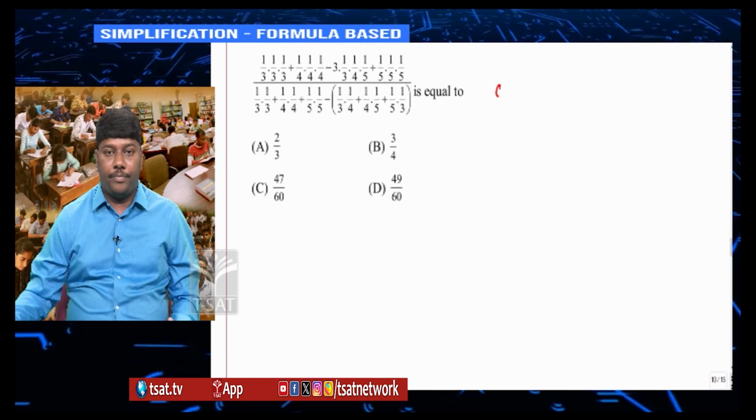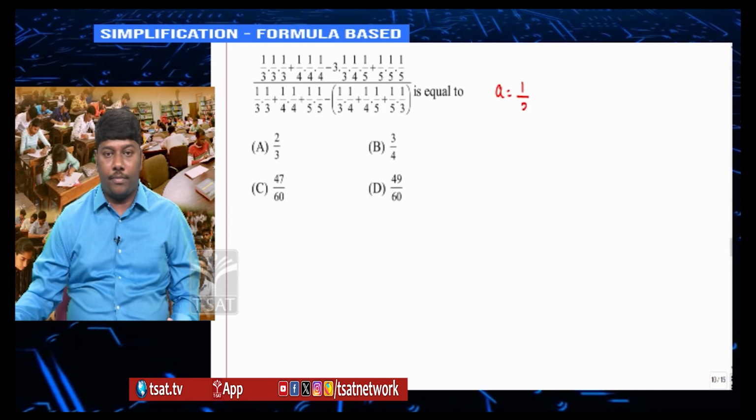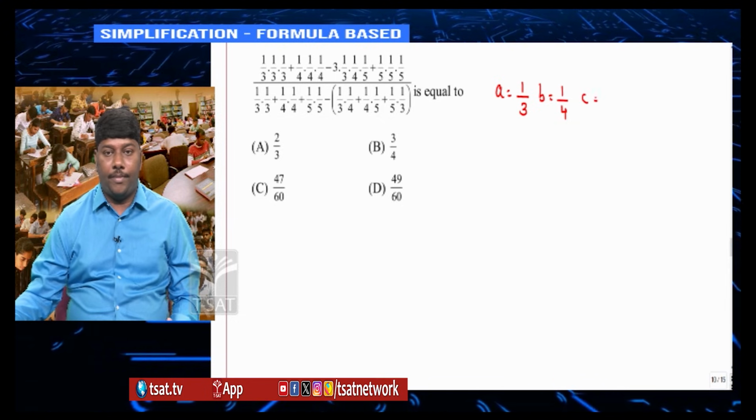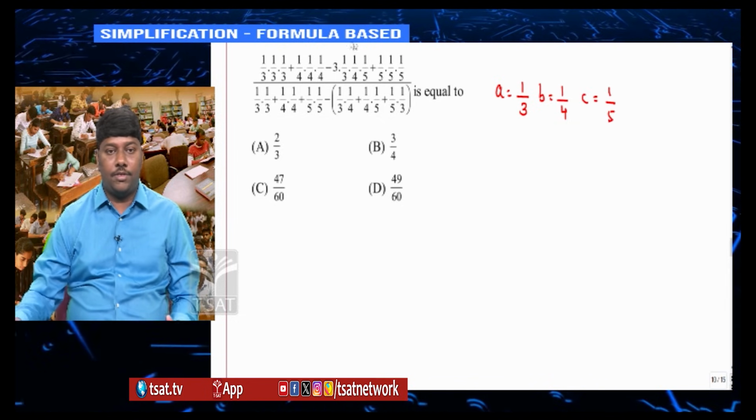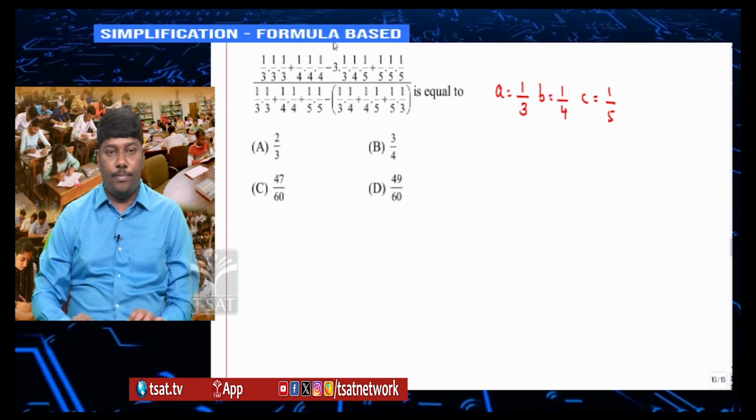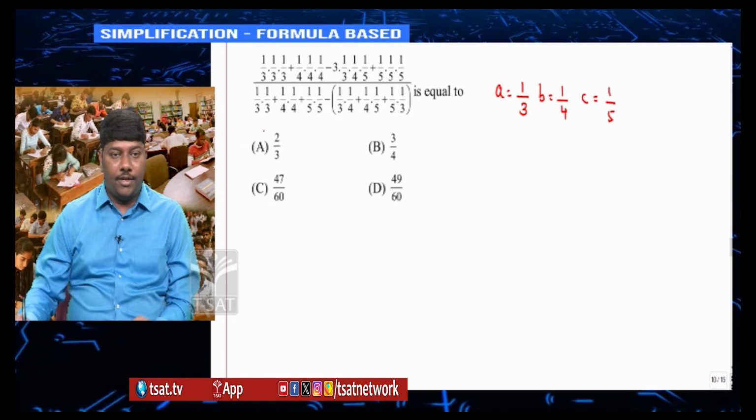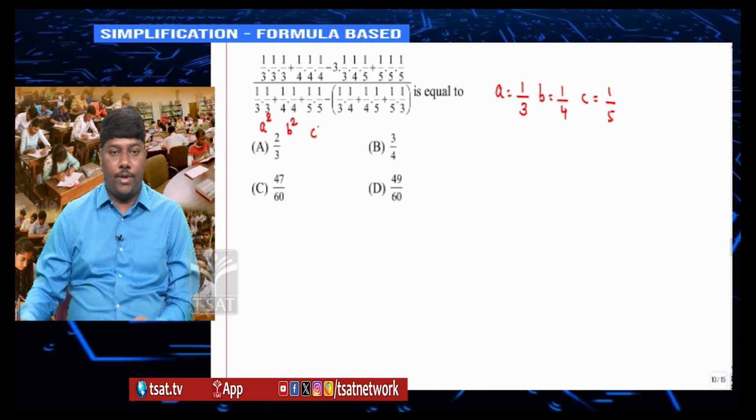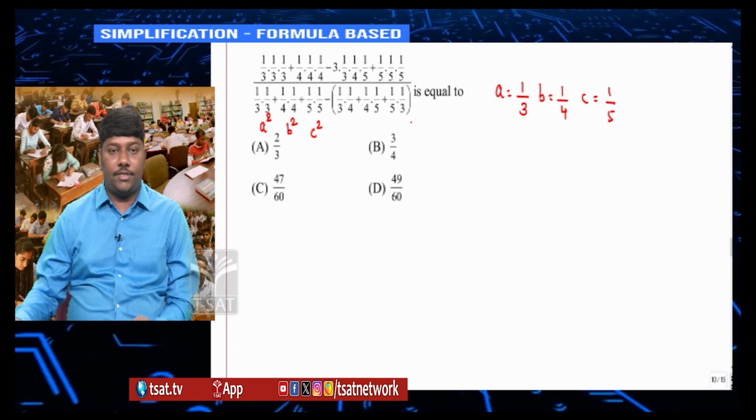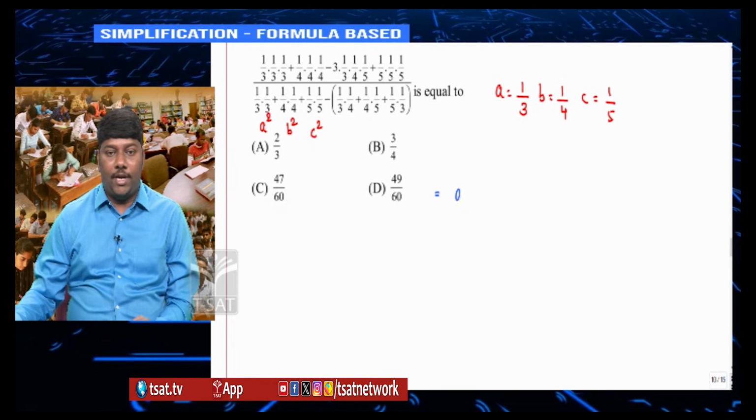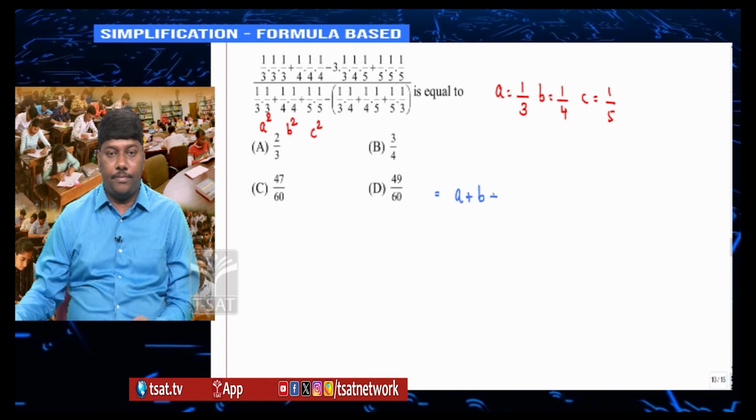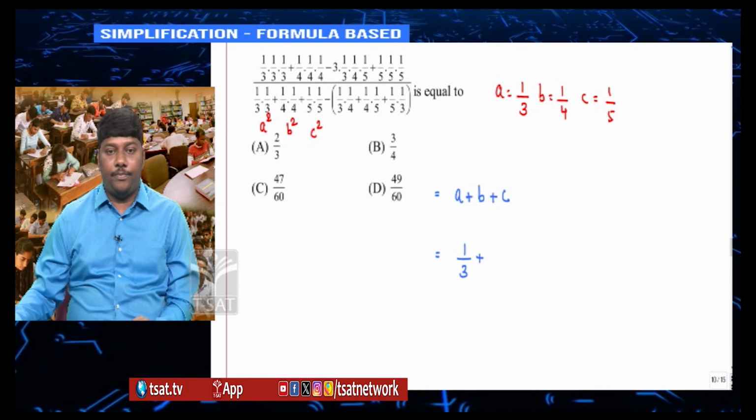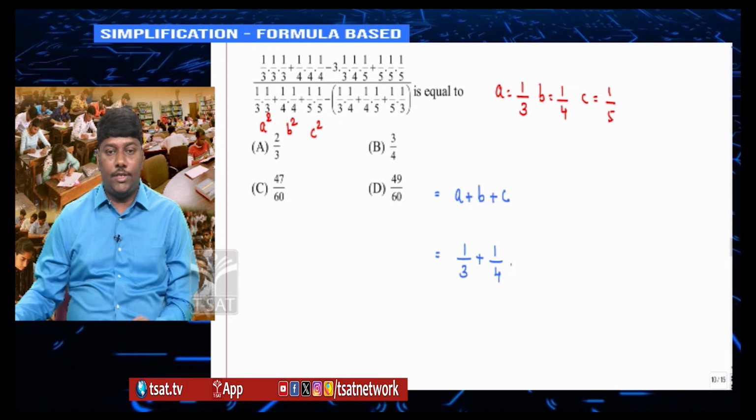1 by 3 is A, your B is 1 by 4, C is 1 by 5. So, the numerator becomes A cube plus B cube plus C cube minus 3ABC. In the denominator, this is A square, this is B square, C square, minus AB minus BC minus CA. Therefore, the formula gives A plus B plus C. Just now we have discussed. Now, what is A? 1 by 3, B is 1 by 4, C is 1 by 5.